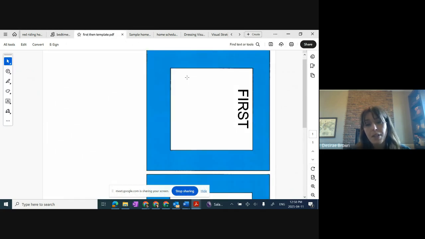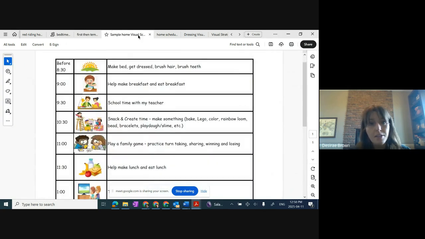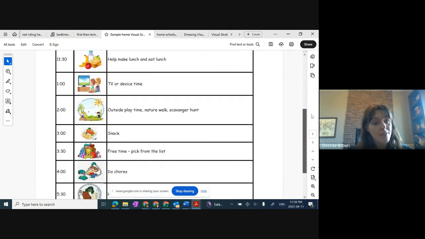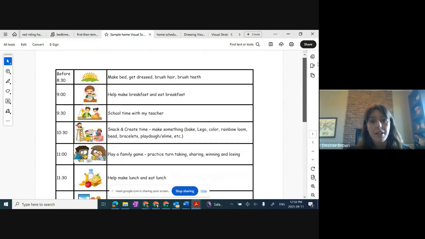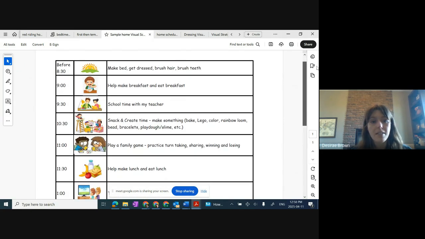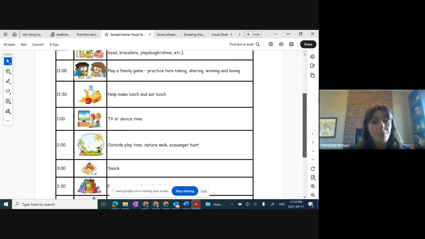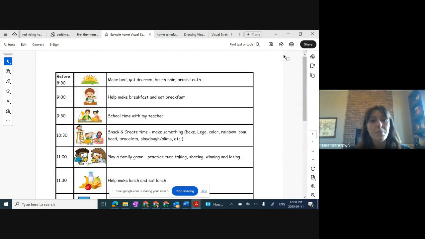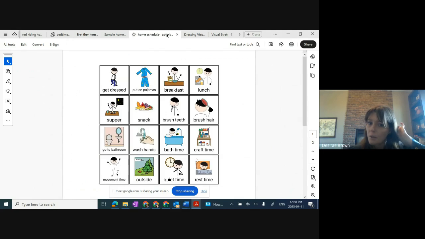There's also a template for a first then schedule. So you can have that to play around with. There's also a sample home schedule. So the example goes through a full day, right from making your bed and getting dressed, to having breakfast, to making lunch, having a snack, doing chores, all the way to bedtime. So that's an example of a full day. You might not want all of that, or you might just want some of it. So again, you can pick and choose what you want.